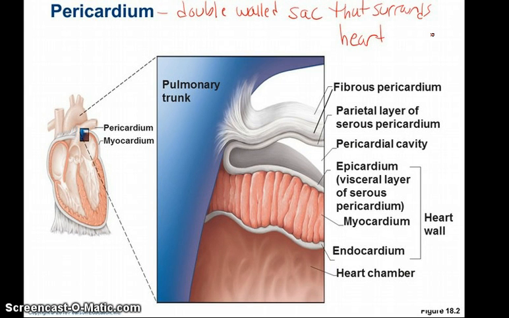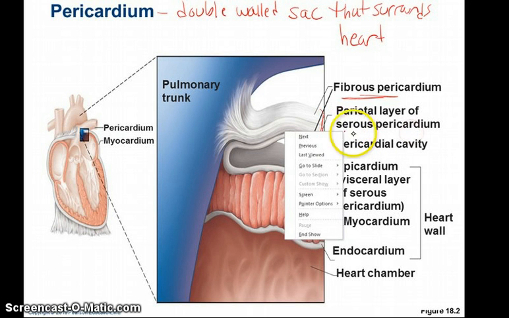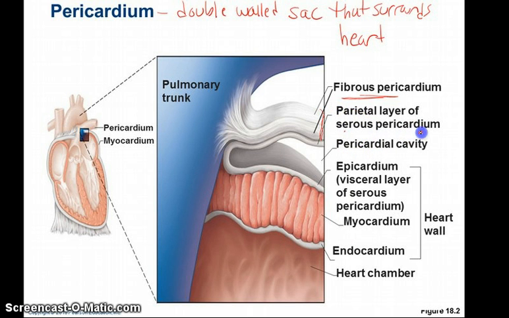The outer layer of the pericardium is called the fibrous pericardium, and you can see it right here. And that anchors the heart to the pulmonary trunk. Then you can see the inner layer is called the serous pericardium. And that's right under the fibrous, but then it takes a little U-turn and covers the surface of the heart. In between the two is the pericardial cavity. You can also see the myocardium, which is the wall of the heart.